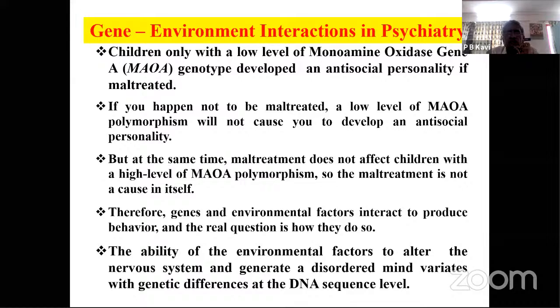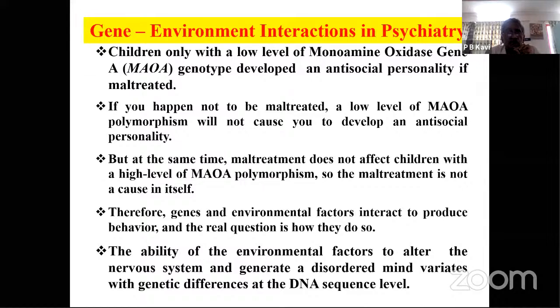The maltreatment is the environment. But how, if you beat or scold a person, he becomes an antisocial personality is not known. The exact interaction between maltreatment and the gene is not known. But what is known is, if you maltreat a person with a low level of MAOA protein, certainly he is going to become an antisocial personality.